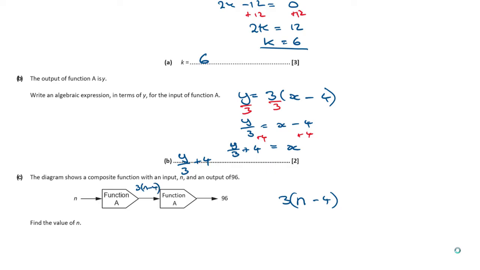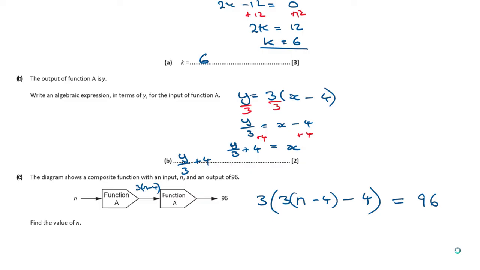Now if I take 3 lots of n minus 4 and I feed it through the function machine again, I'm going to be subtracting 4 from it, and then I'm going to multiply it all by 3 again, then, aren't I? And then that is going to be equal to 96. Okay? So now we need to work backwards and find n.